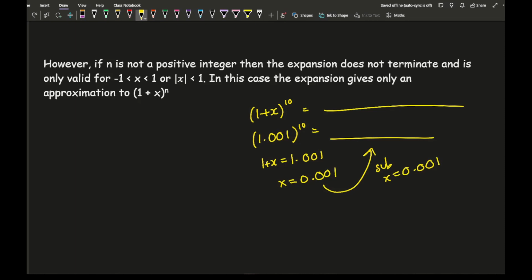Now, obviously, this type of method, when you're dealing with non-positive n values, is only valid when x is between -1 and 1. And so you tend to find certain questions will ask you what values of x make the expansion valid, which we'll come on to when we look at some example questions.